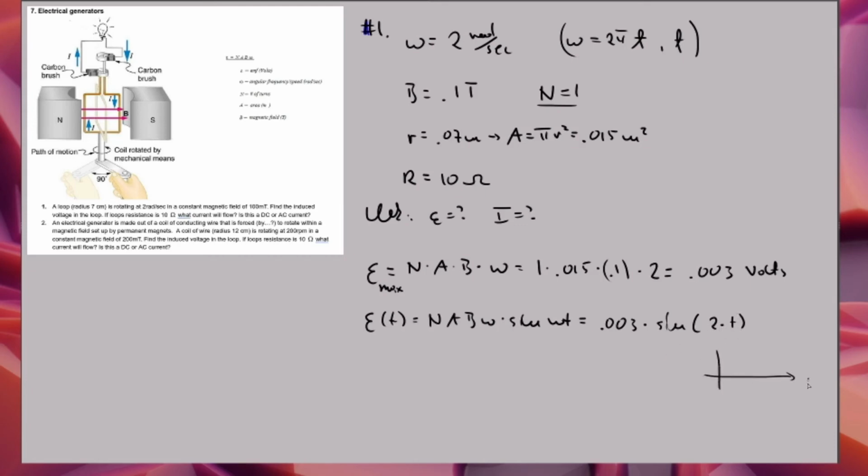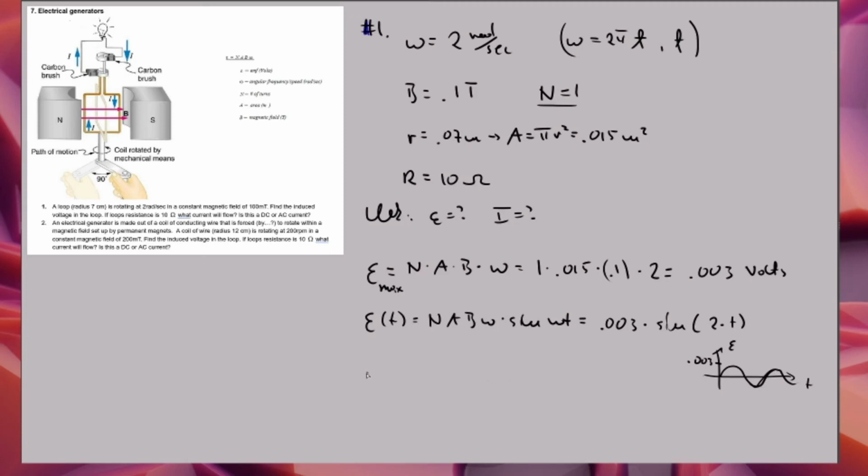And then I could graph it if I wanted to, right? I could graph this thing, and voltage versus time would be some kind of a sine function here, where the maximum would be just the maximum that I just got, which is 0.003. So this would be the EMF graph. This should curve nicely here, but that's better.